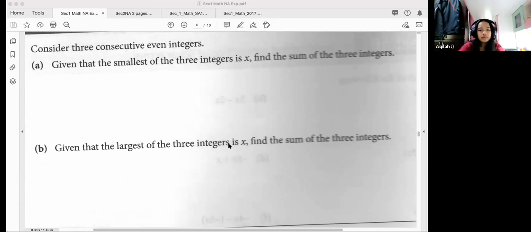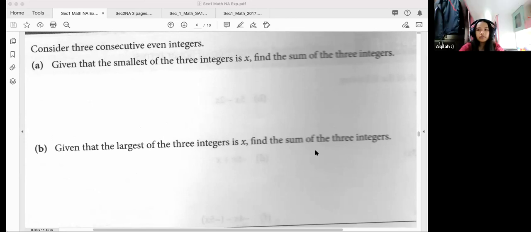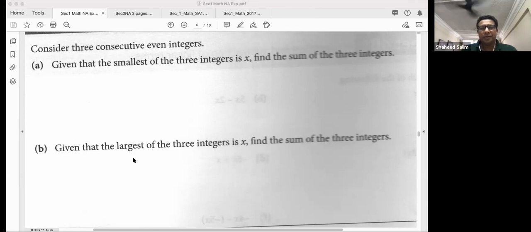X minus 2 and then x minus 4. Okay, so if you are told to find the sum of it, what would the sum be? For the A or B? For B. x plus x minus 2 plus x minus 4.